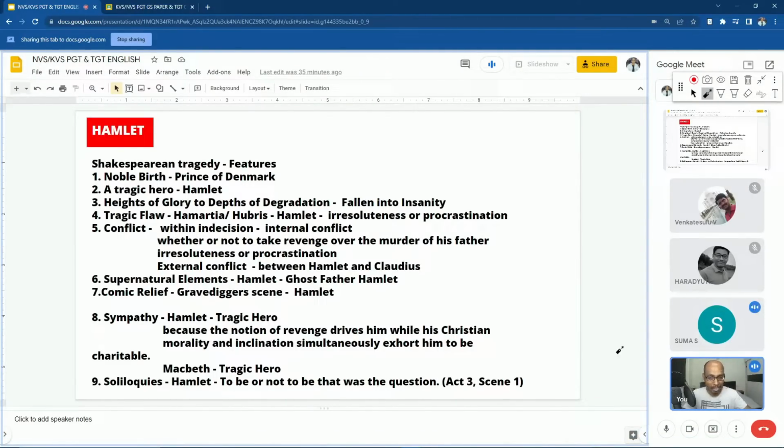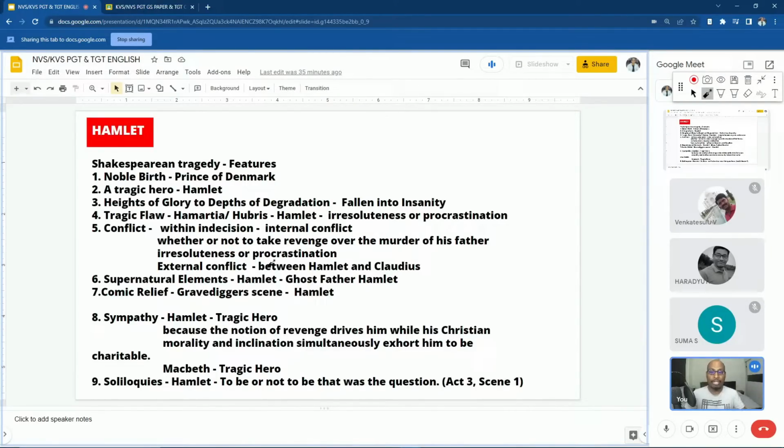Right. Suma ma'am, am I audible? Yes, sir. Alveni madam will join. By the time I complete one tragedy, ma'am, you can continue. Okay, sir. Right. Then what is the external conflict here, Venkatesh and Ghosh? It is the conflict between Hamlet and Claudius. Ghoshji?